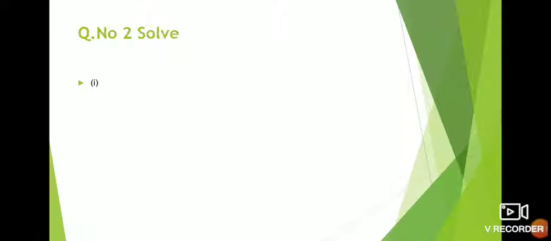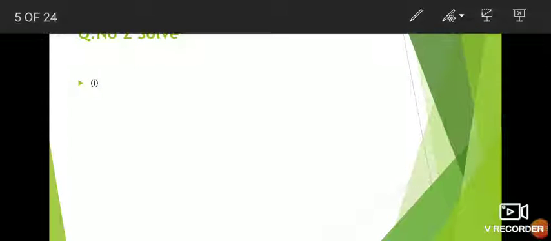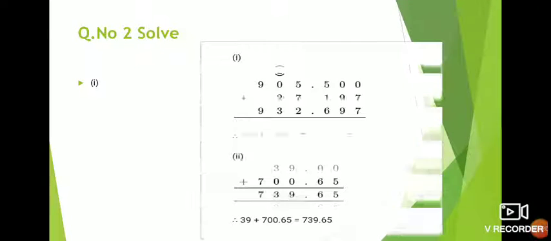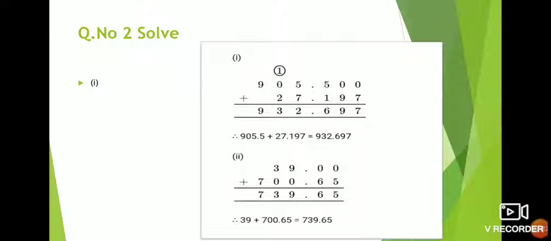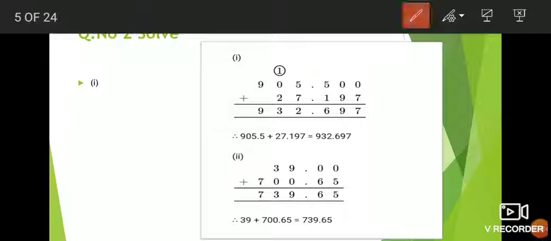What is the second question that we will see? Addition and subtraction of decimal numbers. Okay, so first of all what we have to do, the numbers are given: 905.500 plus 27.197. Now we have to write decimal point to decimal point, compulsory.